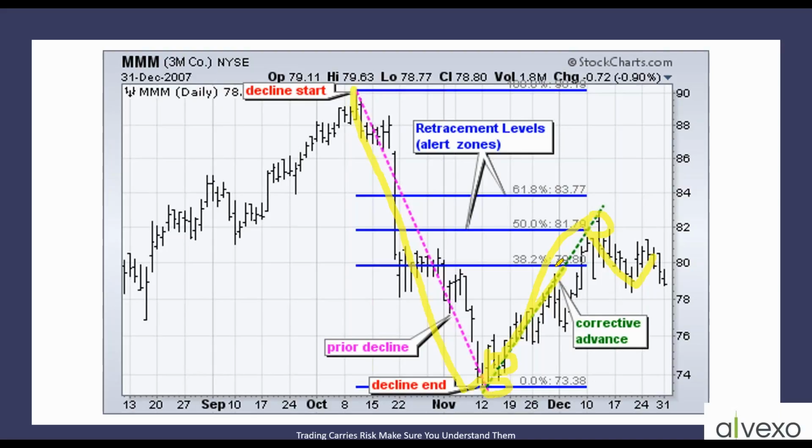Do we want to stay in the market? Do we want to exit the market? Or if we were looking to enter the market, is it going to bounce off of here and retrace, or is it going to continue going up?